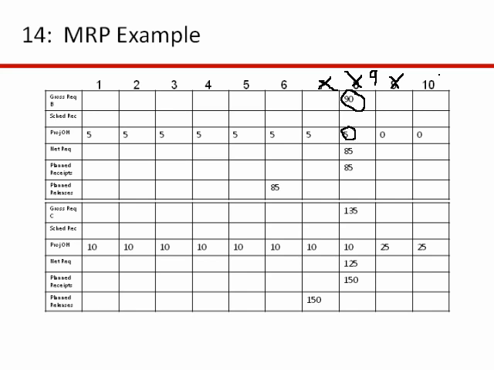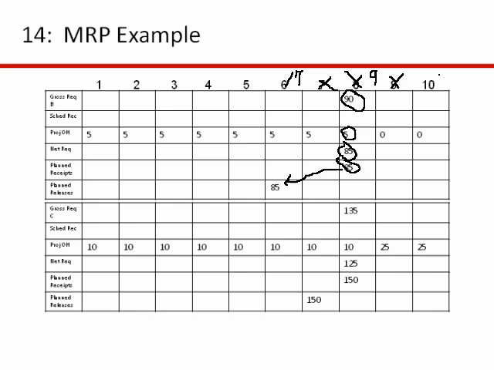We have 5 B's on hand, so that gives us a net of 85. So we have to plan to receive 85 in week 9. And again, with a 2-week lead time, that means we have to plan to release it in, this should be week 7.